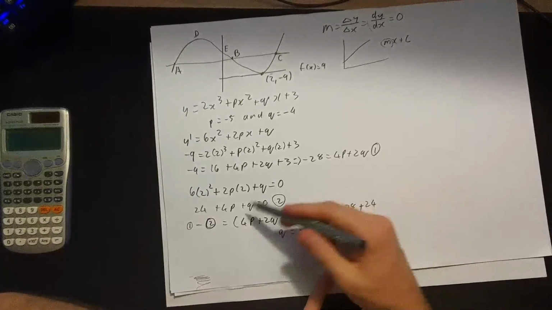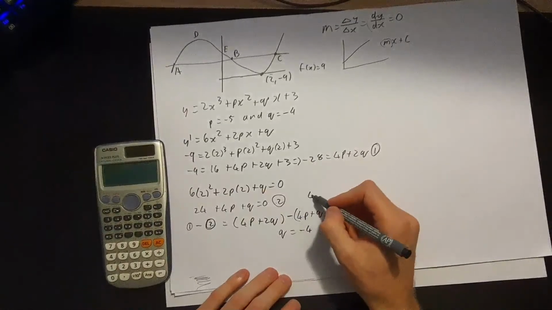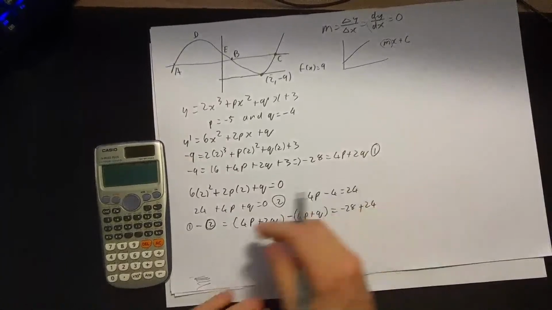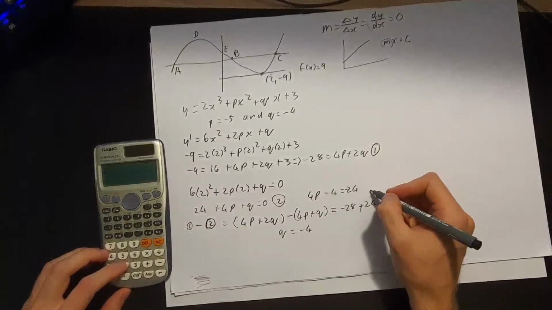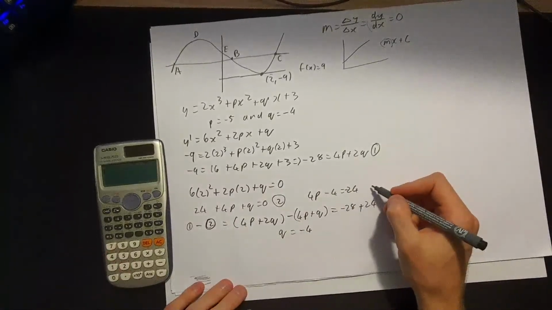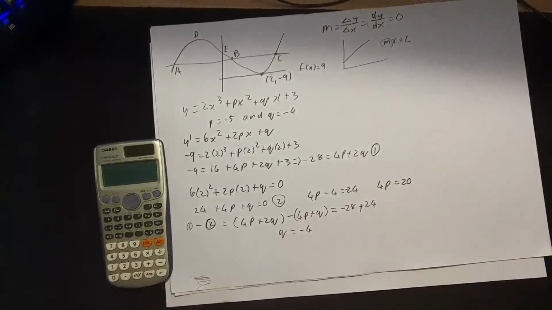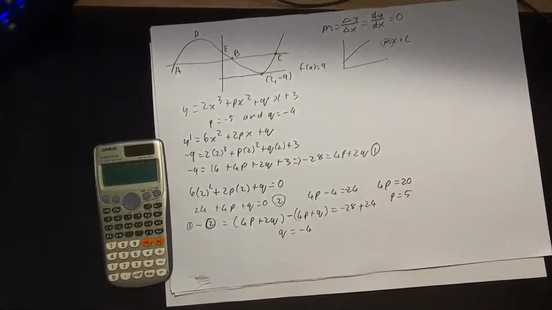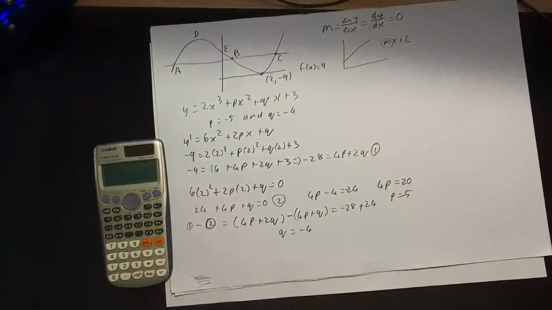Now we just have to solve by plugging it back in. I'm just going to use this equation here. So we have 4p minus 4 equals 24. Therefore, taking that over, we're going to have 4p equals 28. Sorry about that. Therefore p equals 7, and q is minus 4. And we have our two answers over there.